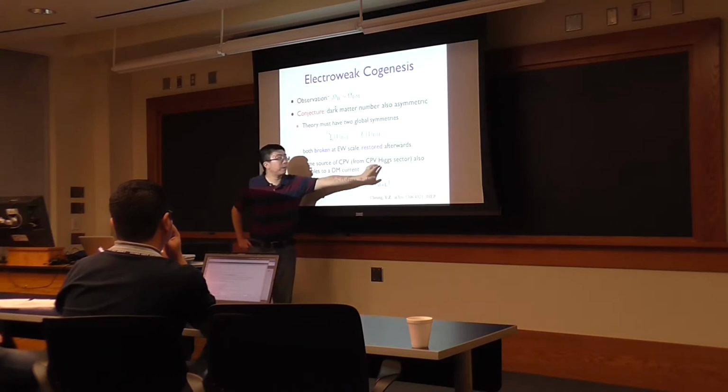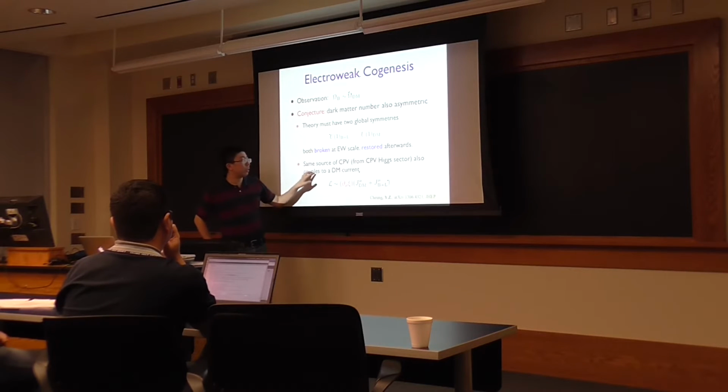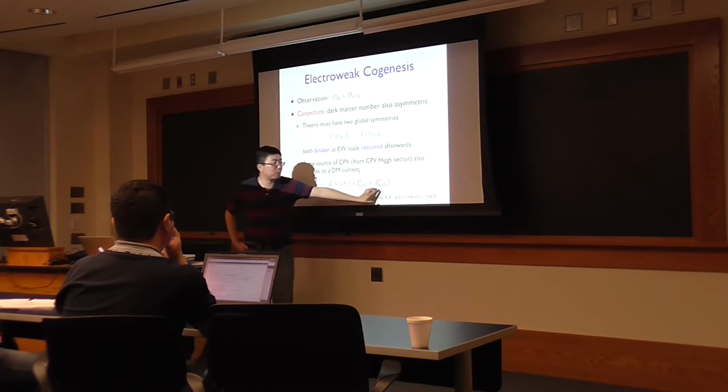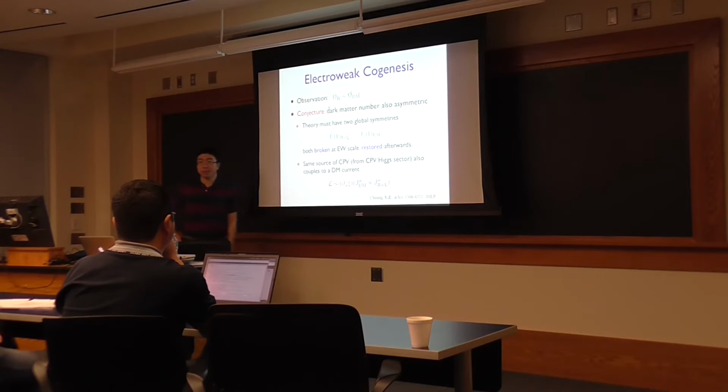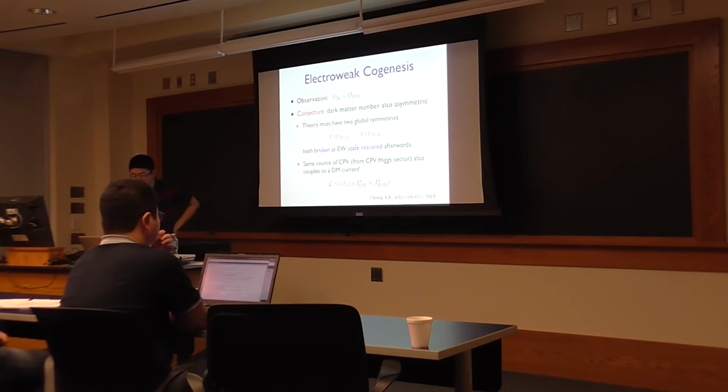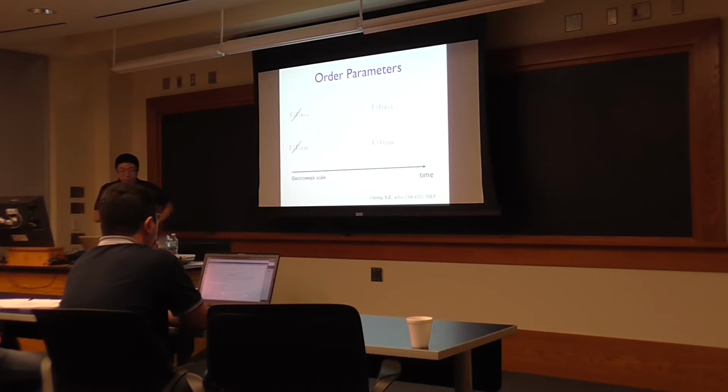The same CP-violating Higgs sector is also going to couple to the dark matter current. Therefore, in the baryogenesis case, I have this quantity coupled to the B plus L number, and I'm also going to make a model that couples it to the dark matter number. So this is the goal, and I'll talk about these two ingredients one by one. So the first is the symmetry.